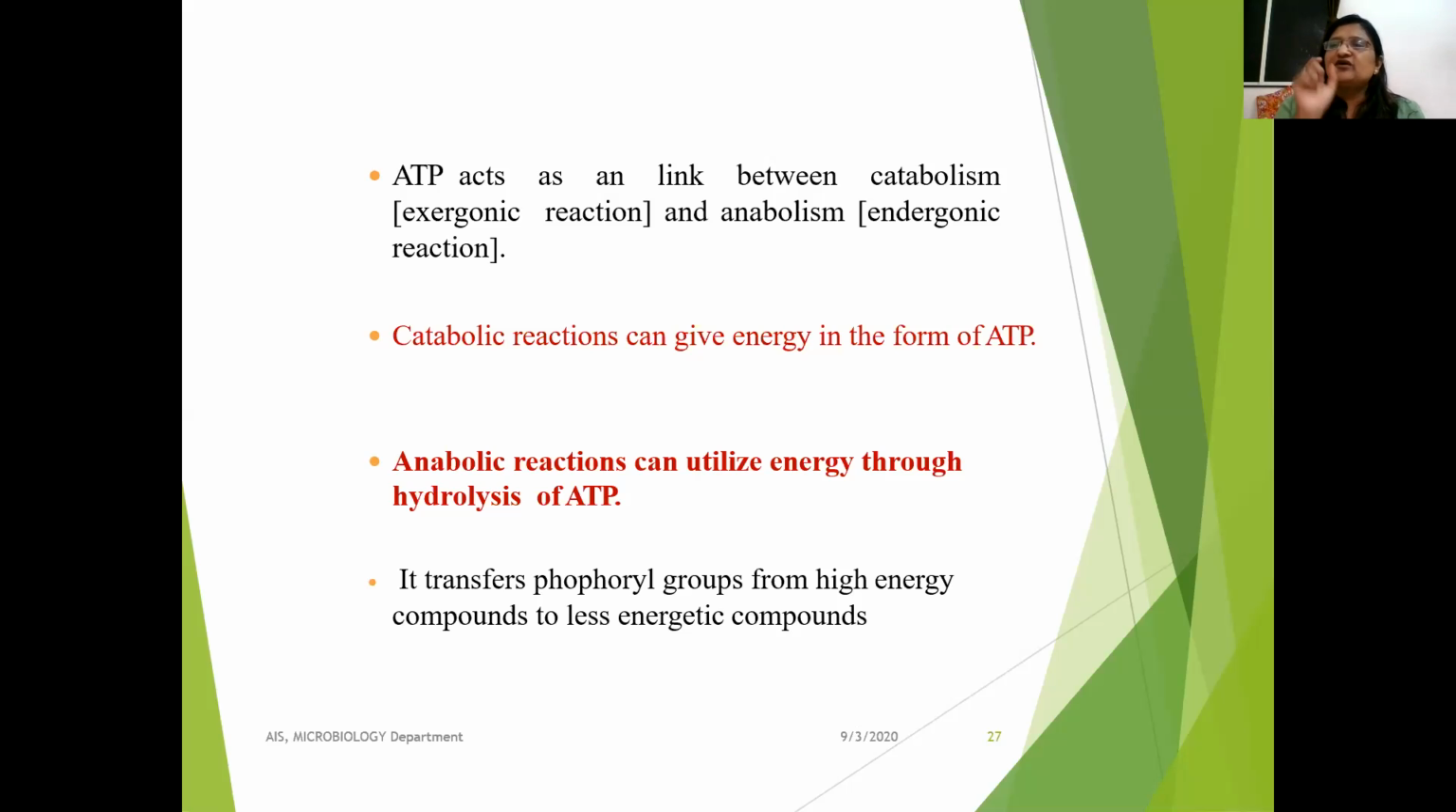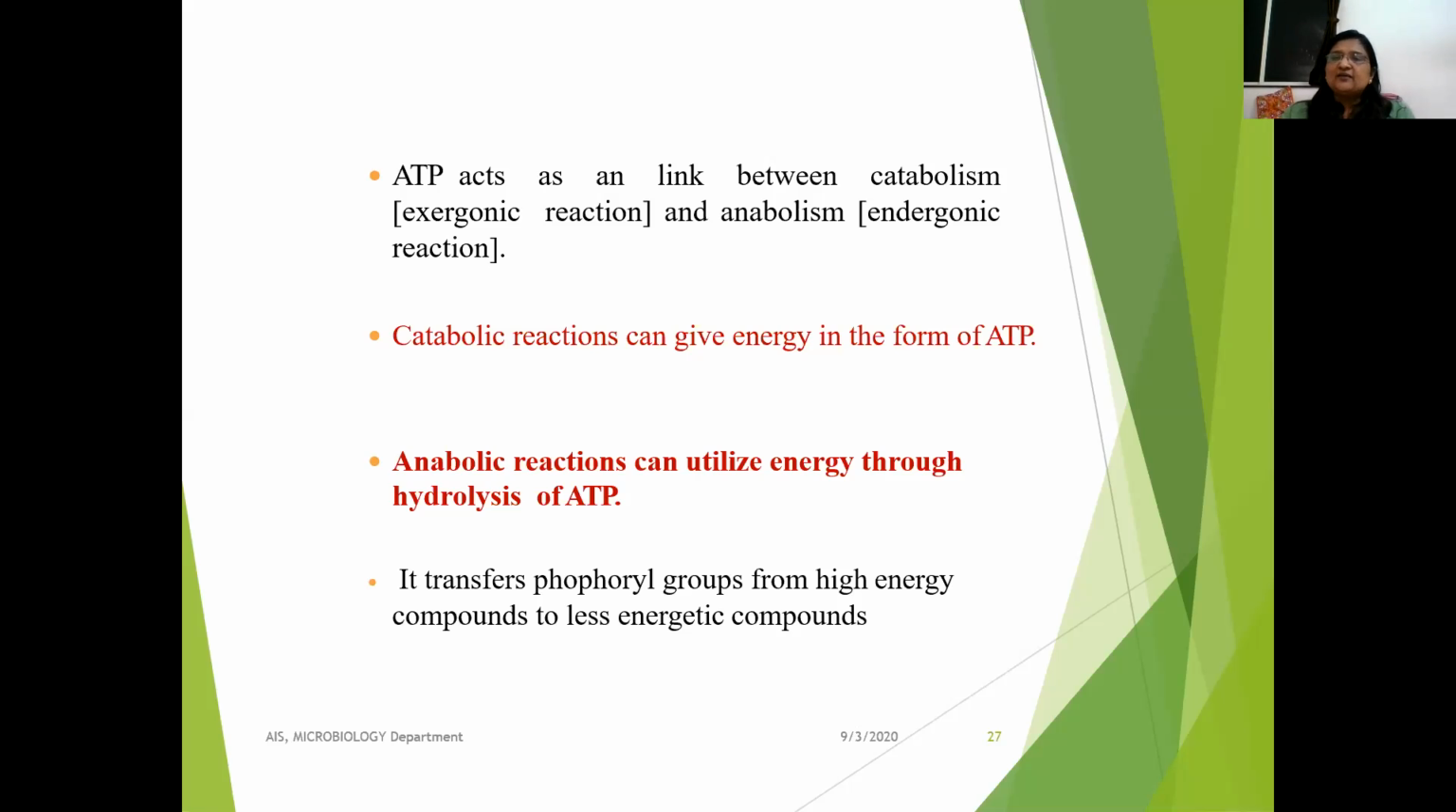What is this? Metabolism, the total sum, we can define as a sum of catabolic activities and anabolic activities. Means whatever metabolism is happening in the cell, how does it happen? Either certain processes are catabolic while other processes are anabolic.